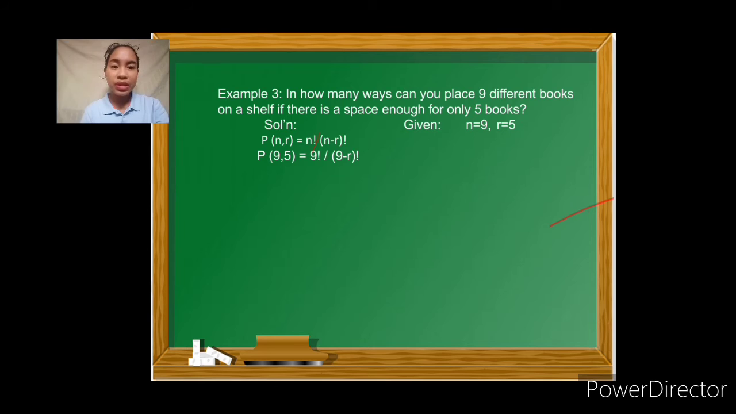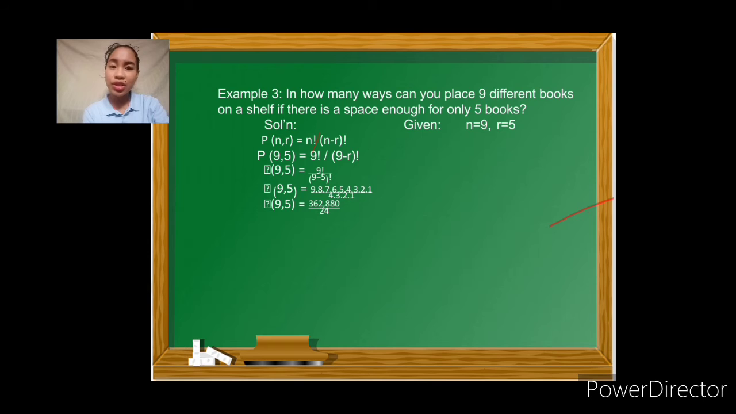So we have permutation of 9 objects taken 5 at a time is equal to 9 factorial over 9 minus 5 factorial. 9 factorial is 9 times 8 times 7 times 6 times 5 times 4 times 3 times 2 times 1, over 9 minus 5, which is 4. So 4 factorial. 4 factorial is 4 times 3 times 2 times 1.